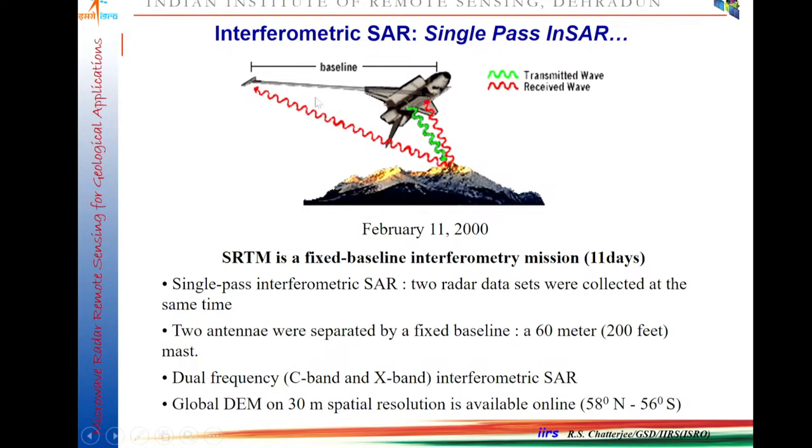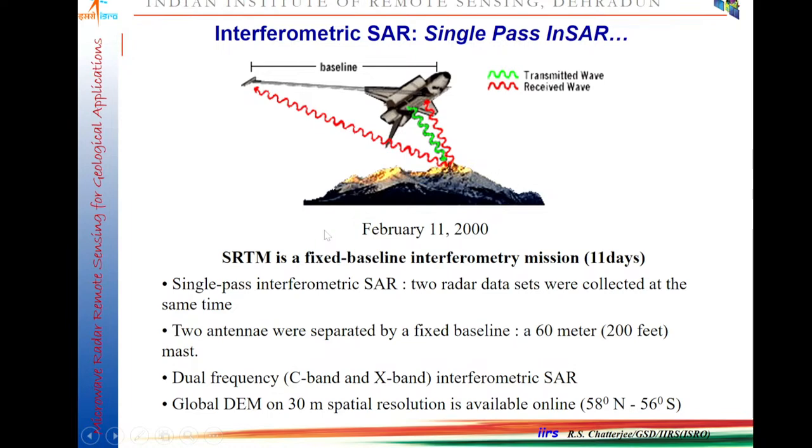So from these return pulses, two radar images can be obtained, and from these two radar images you can do interferometric processing, you can have the phase difference, and from this phase difference you can get the height of the surface with respect to the geodetic, the ellipsoidal surface.